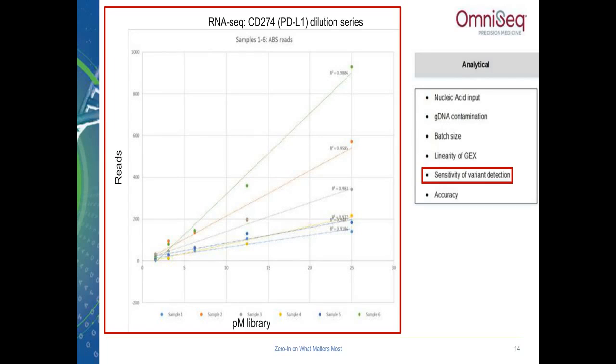And when you get to the very lower limits, you can see here that we get somewhere down around 20 reads or so, and we get into the noise where we can no longer detect it. But outstanding results for PD-L1.